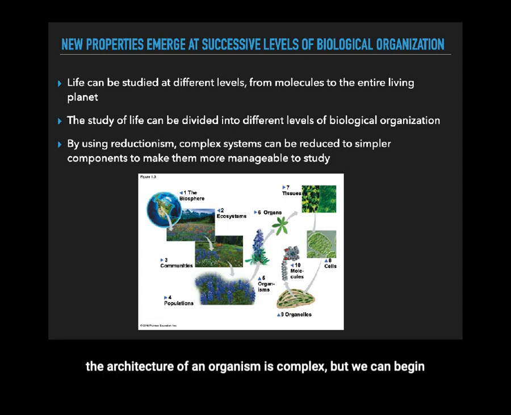The architecture of an organism is complex, but we can begin to break it down into hierarchies. A leaf is an example of an organ, which is shown in level number 6. An organ is a body part that is made up of multiple tissues and has a specific function in the body. Leaves, stems, and roots are all major organs of plants.